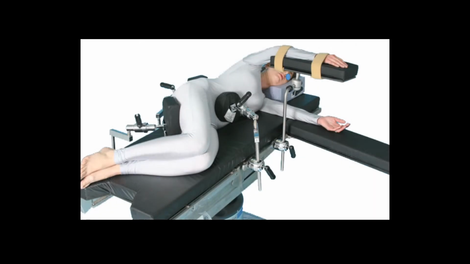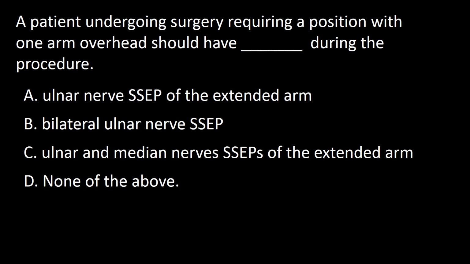The ulnar nerve is often damaged when the arm is placed in an overhead position during surgery. In this position, the armpit angle increases. The increased armpit angle places the lower brachial plexus at risk. Bilateral ulnar nerve somatosensory evoked potentials are indicated in these cases using the non-extended arm as control. So the answer to this question is B.